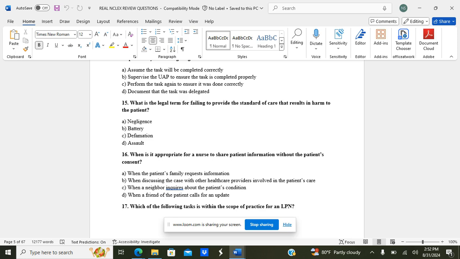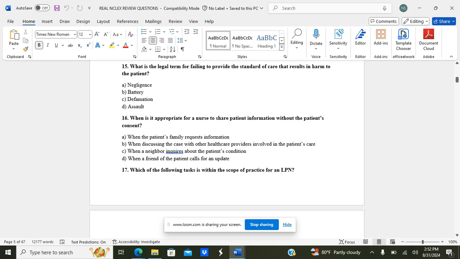Negligence. Let's see the other choices. B, battery. No, that's not the choice. Defamation. No, that's not the choice. Assault. No, that's not it. Therefore, choice A is the choice. Okay, negligence. All right. Let's see question 16.